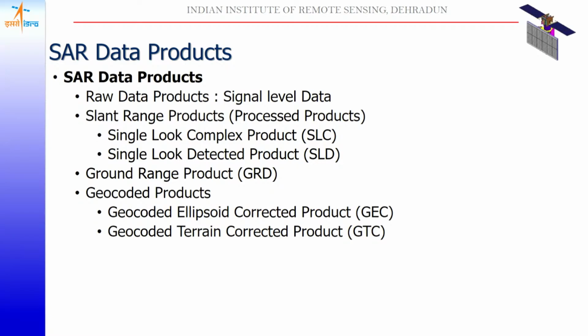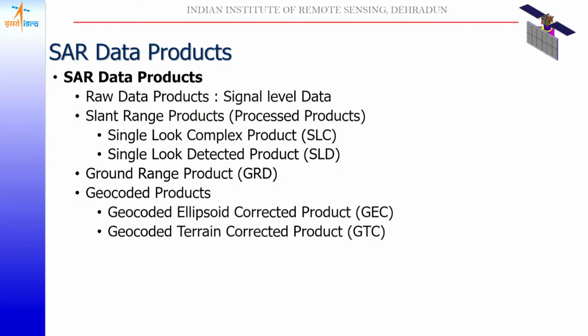Normally in the case of SAR, we have the slant range geometry, and all the processing happens in the slant range. Initially all processing is done in the slant range geometry, and the products associated with it are called slant range products. Normally slant range products do not have a square pixel size; they are rectangular. We have different pixel spacing in the range direction and the azimuth direction.